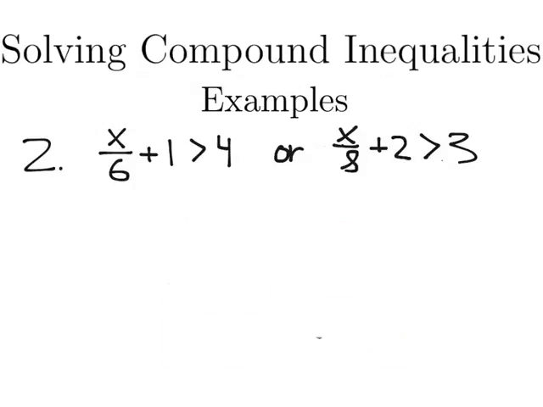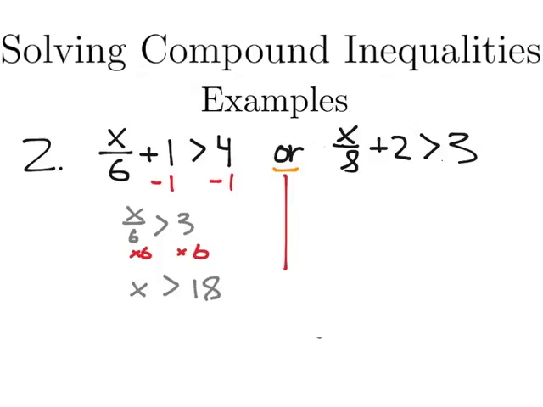Number 2 is another compound inequality. This time it's of the type OR. So for OR inequalities, we just do one side, we do the other side, and then we put it together in the end. So the first thing I'm going to do is subtract 1 from both sides, and I get that x over 6 is greater than 3. And then I multiply both sides by 6. 6 is a positive number, so I don't have to worry about switching any signs. And I'm left with x is greater than 18.